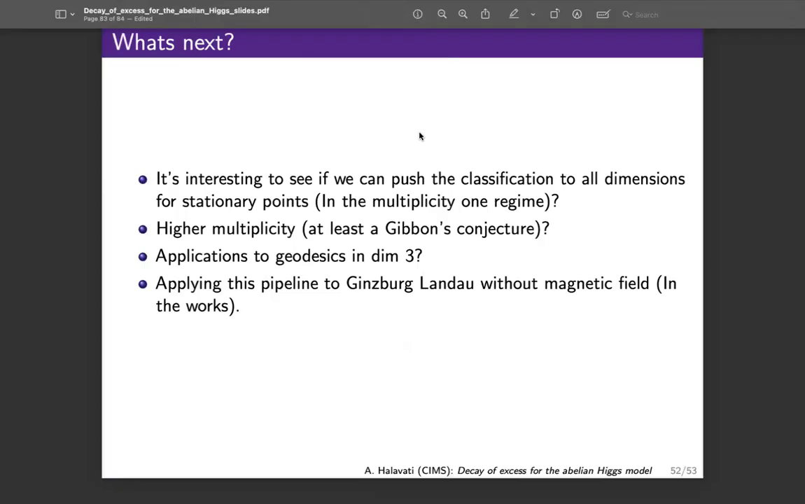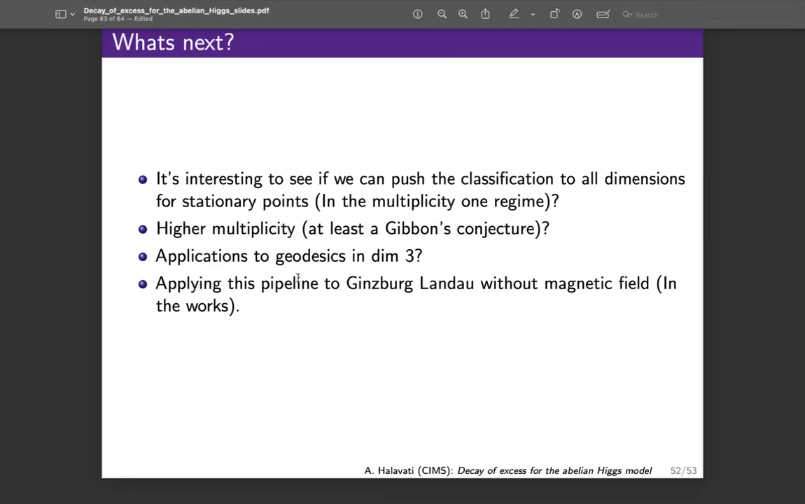And what I'm interested in as the next steps to this project is basically attacking this problem in all dimensions with just stationarity. In the higher multiplicity regime, at least the Gibbons conjecture, in dimensions up to 4 and 3. Does this have applications to geodesics in dimension 3, which seems, to be honest, unlikely because this abelian Higgs provides a really good dictionary for minimal surfaces. So you wouldn't expect to have anything more that you can get with just varifolds and geodesic nets.